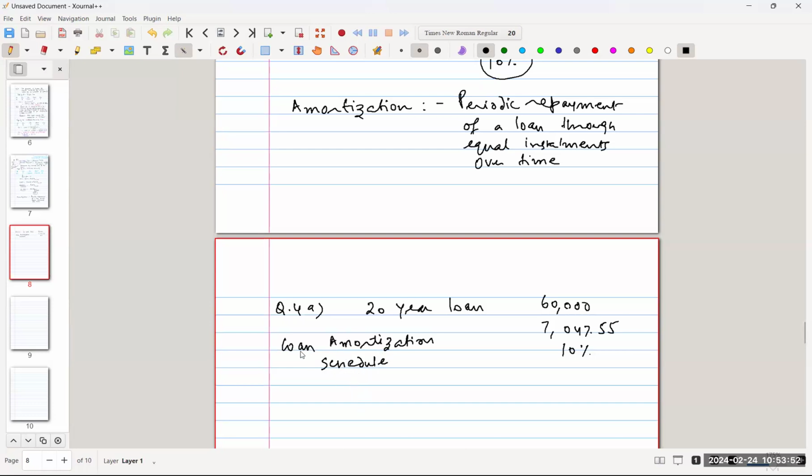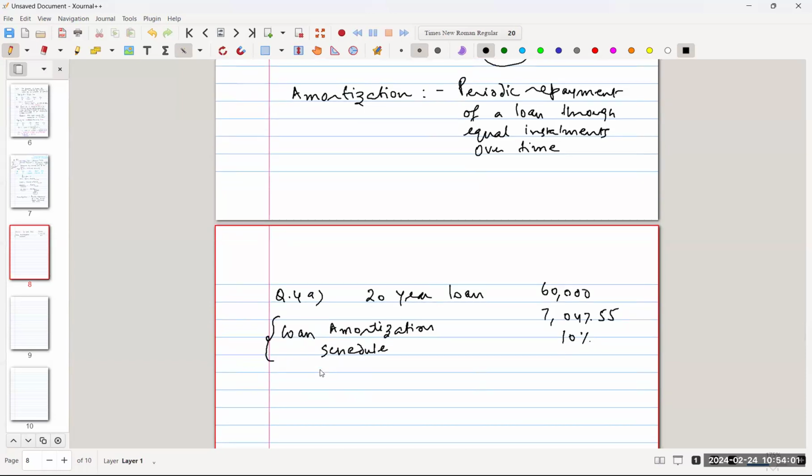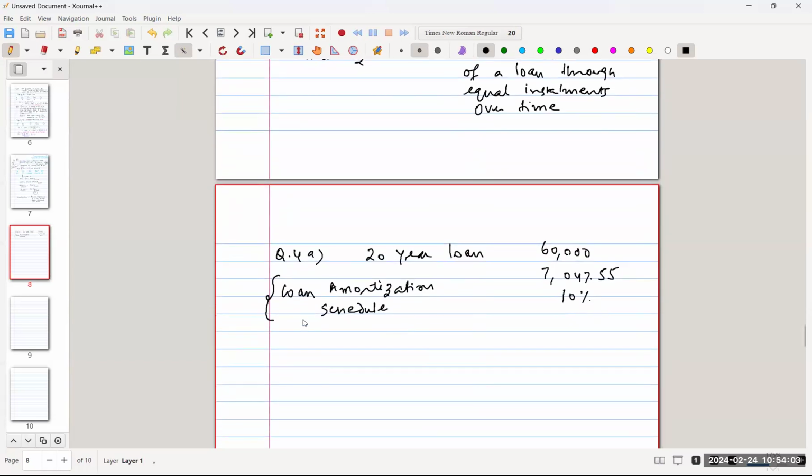So the question based on the loan amortization schedule, we will prepare one shortly, is how much of the principal was paid in the second year of this loan. So let's write down the question. And when we prepare the schedule, we will read off from the schedule this item. How much principal amount was paid in the second year.